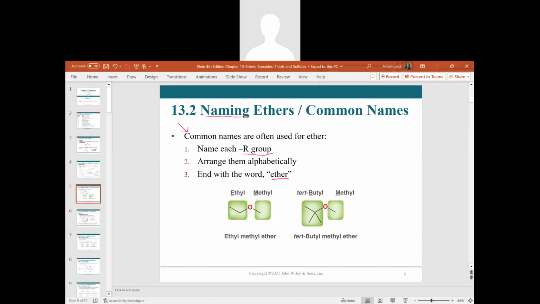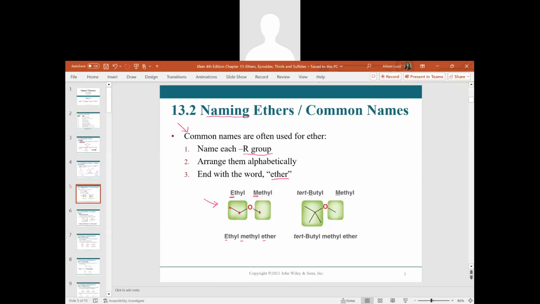So we see these two examples down here. Both of the R groups were named in this first compound. So we see ethyl on this side. So we have a 2-carbon group on the left-hand side. Then we have a 1-carbon group on this side. So we have ethyl on the left, methyl on the right. And alphabetizing this, we would see ethyl, methyl, ether is our name used down below.